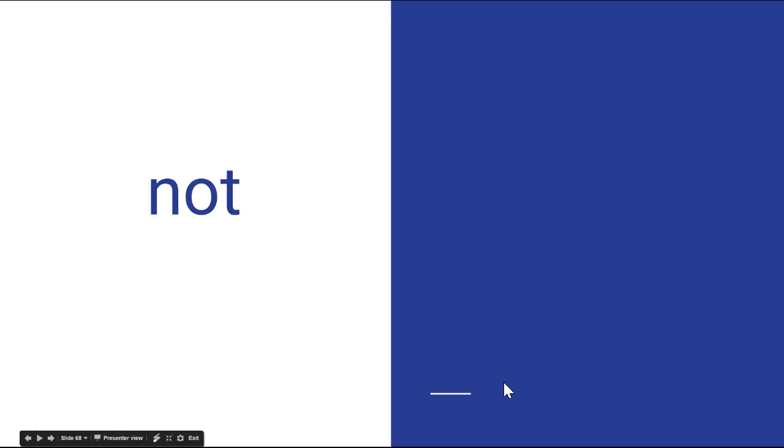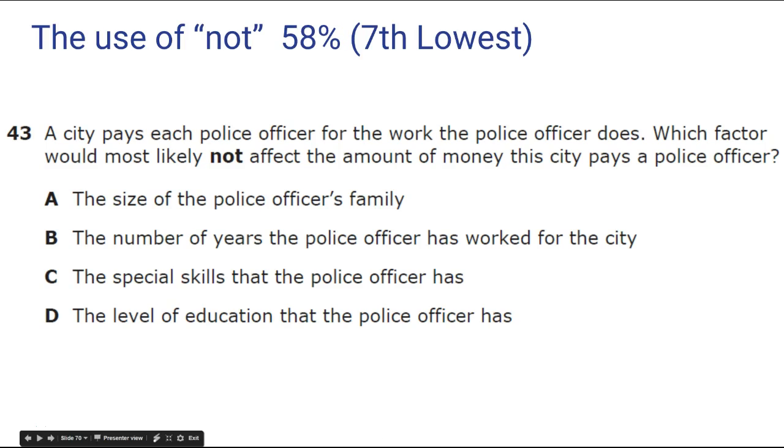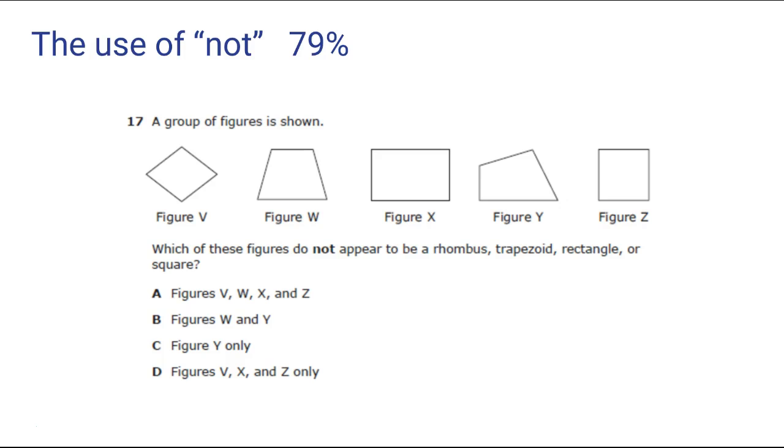Some nuances of the test: not. Yes, not was used on the test. Notice which is not a method Jacker can use to get the correct answer. So we do have visuals, but not is bolded. It is not capitalized any longer. These are other items. This one was particularly interesting because it not only had not, but we had several answer choices as a possibility.